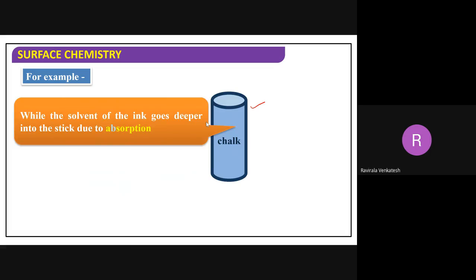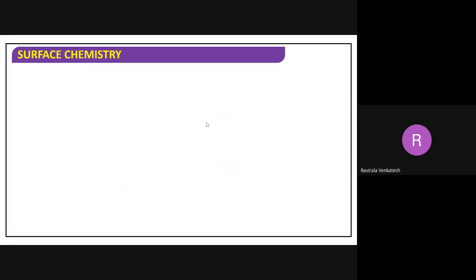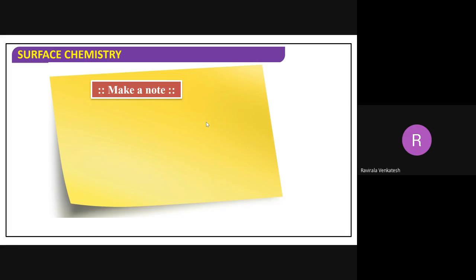But if you keep it for a long time, what happens here? The blue color will move deeper into the chalk piece. That process we call absorption. In that case, when you break it, what happens? The entire thing will be blue only. So if you observe this, you can easily remember it.